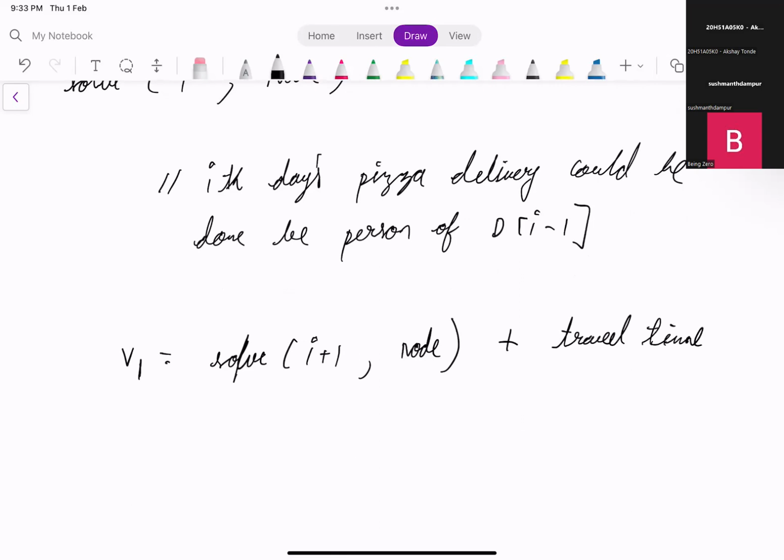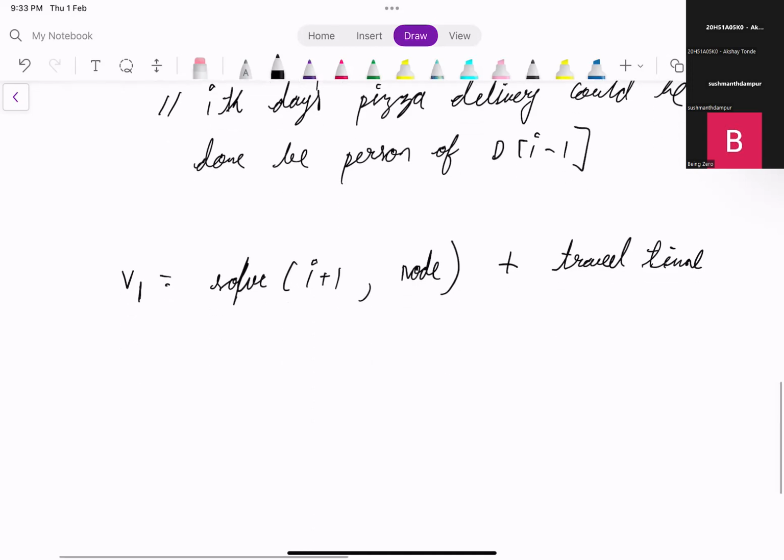plus the travel time. Travel time represents the time taken for the person who is on destination of I minus one to go to source, and then from source go to the destination. Basically he's going to S of I and then going to D of I from S of I. So this is one transition.